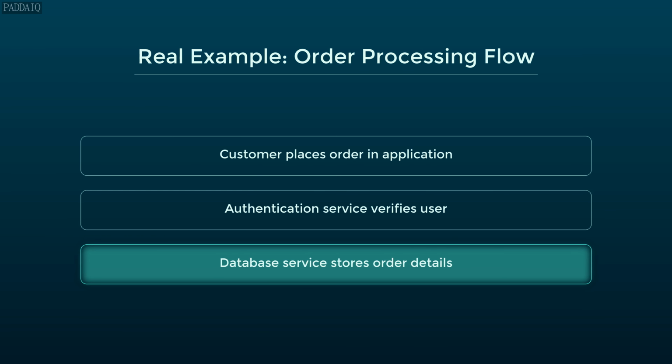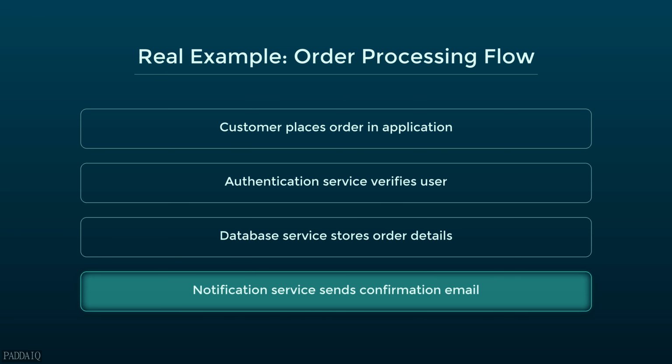Database service stores order details. This means the system saves all order information securely in a database for later use. For instance, when a customer places an online order, their purchase items and shipping address are recorded. This ensures the data is preserved and accessible whenever needed for processing or tracking.